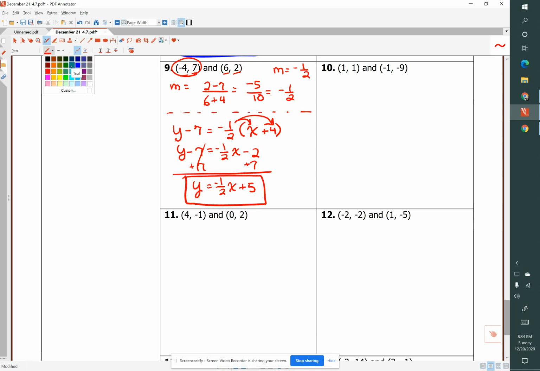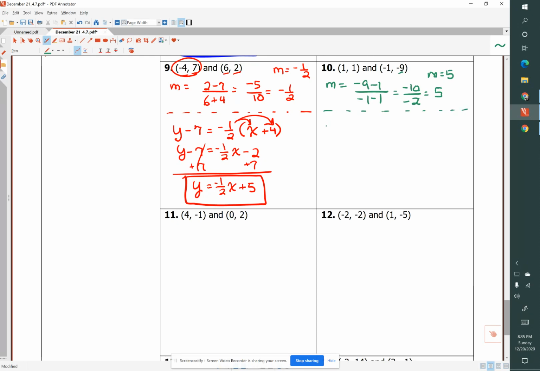How did you do? I hope you're doing well with these. So go to number 10. We're going to find the slope. So negative 9 minus 1 divided by negative 1 minus 1, which equals negative 10 divided by negative 2. Now, did you remember a negative divided by a negative is a positive? So our slope is a positive 5.